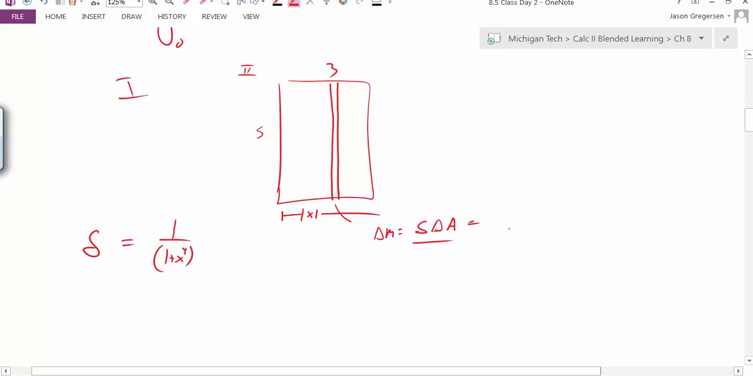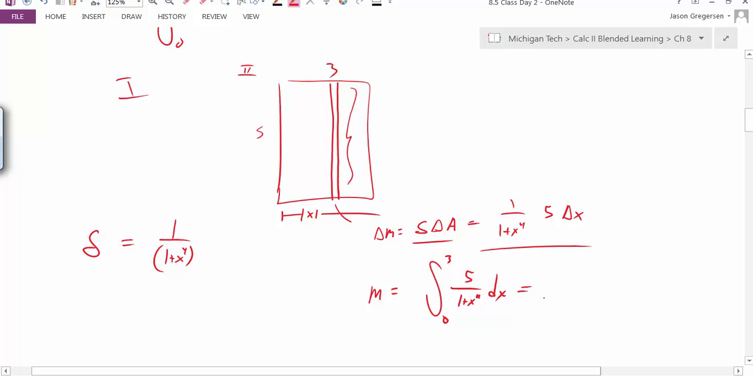So if I write out this expression here, my density was 1 over 1 plus x to the 4th. And then I need my delta A piece, which would be the height times the thickness. The height is just 5 in this case, and the thickness is delta x. So this would be the Riemann sum that they're looking for in part A. And then to find the total mass in part B, it's just adding up all those slices, taking the sum, taking the limit, in other words, taking the integral. So if I integrate this thing, 5 over 1 plus x to the 4th dx, from 0 to 3, that should give me the mass value.